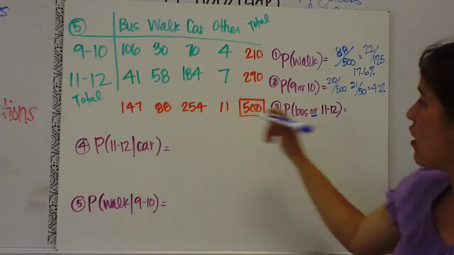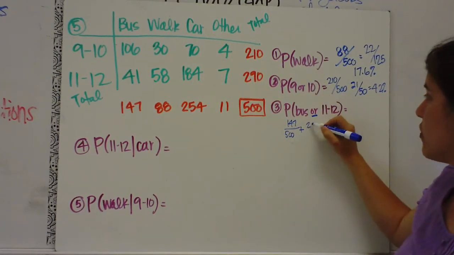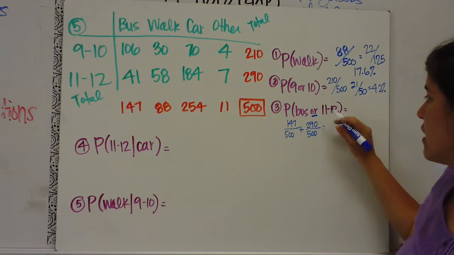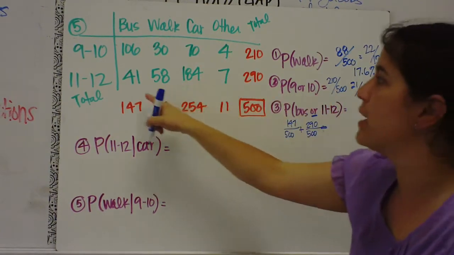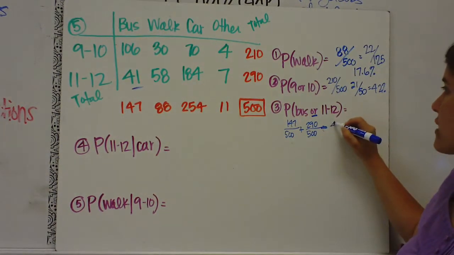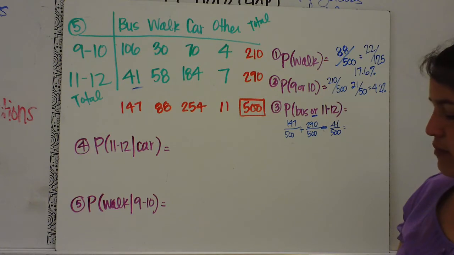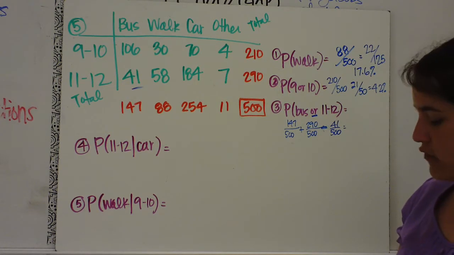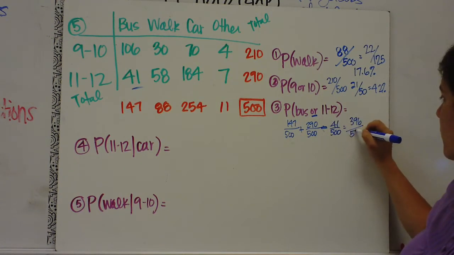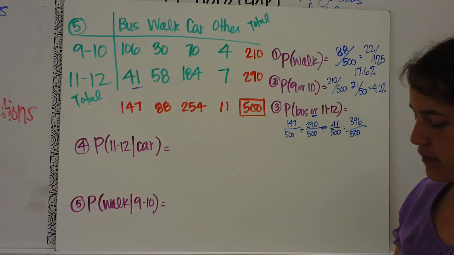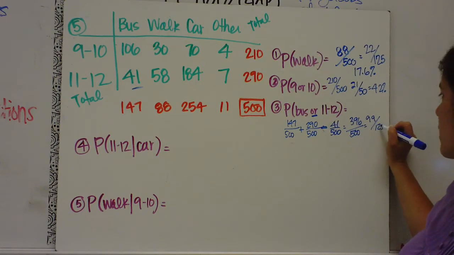So the bus riders are 147 out of 500. The 11th and 12th graders are 290 out of 500. Then you have to subtract the overlap. How many 11th and 12th graders are also bus riders? Right there. So we need to subtract out the 41 because we don't want to count those twice. 147 plus 290 minus 41 is 396 out of 500. We want to reduce, and we get 99 out of 125.